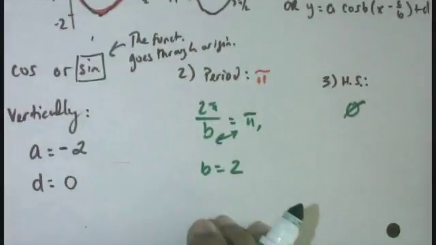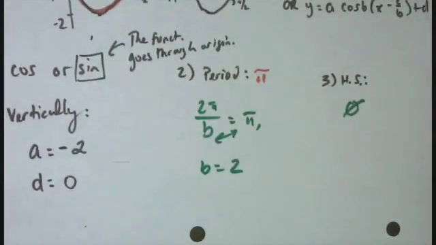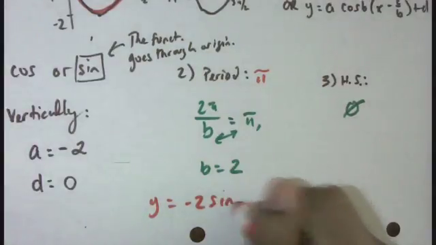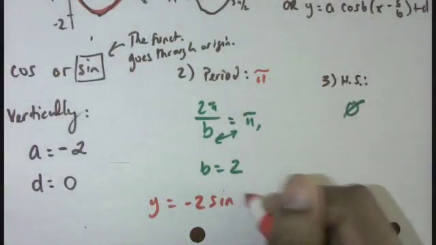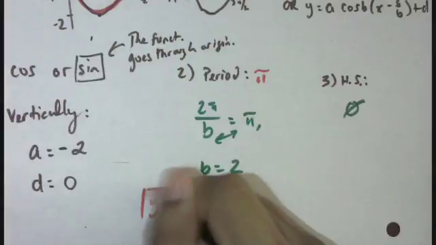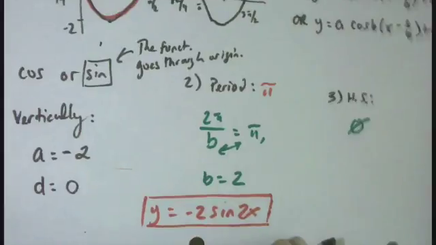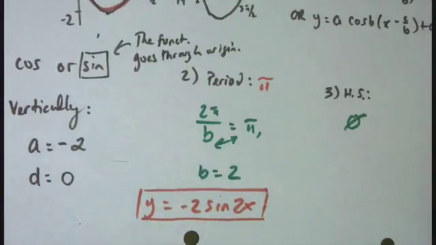So now I'm going to combine all my information down here. I'm going to have y is equal to, and because I'm using the sine function, I'm going to have y equal to -2 times sine, and then the b value is 2x, and that's it. I would strongly encourage you to check your answers on a graphing calculator or on Desmos.com, particularly when you're doing your own work.